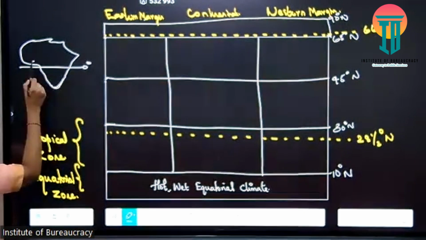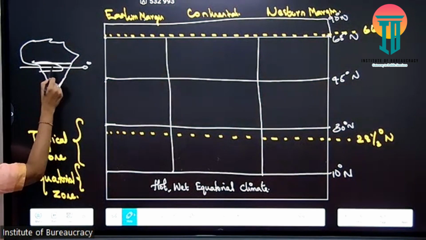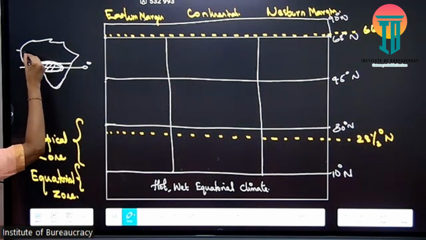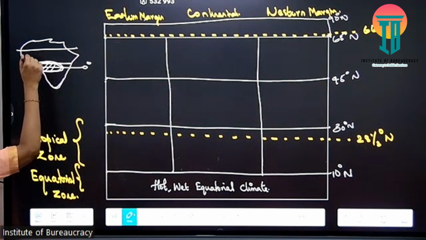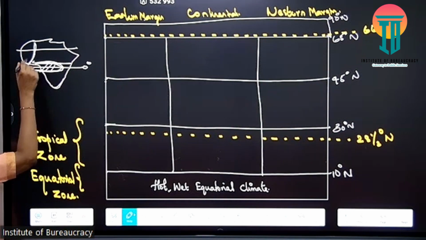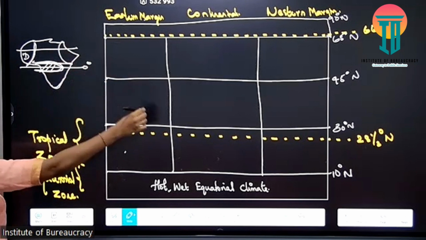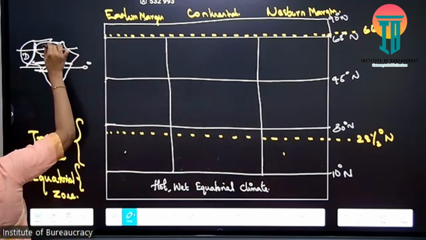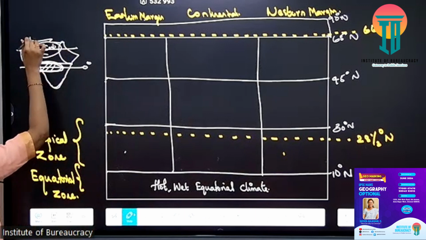This is the equator. The regions in and around the equator are equatorial type of climate. Next, if we take 30 degree, we can divide that into three. On the western side, there is one climate. On the eastern side, there is another climate. And in the center, the continental band. So this is my western and eastern margin.